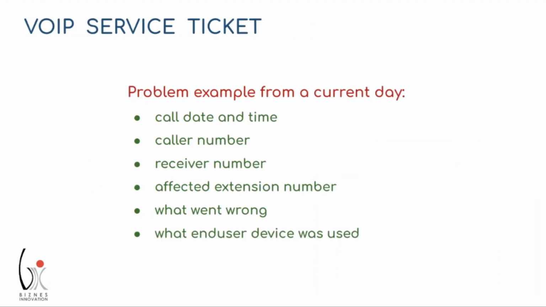How to place a ticket? It's pretty simple, but you need an example. You need an example from today. The example should include date and time, who was calling, the phone number, who was receiving the call, which extension on your side was in use, describe what actually went wrong, and give this additional information on what was the type of the end user device.